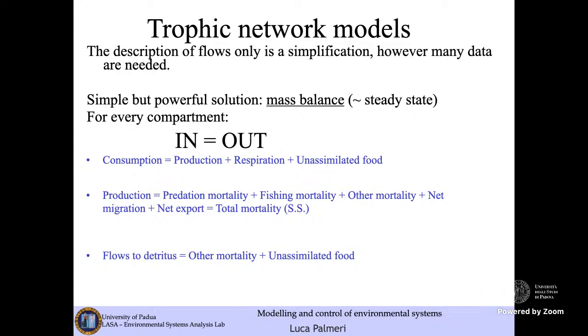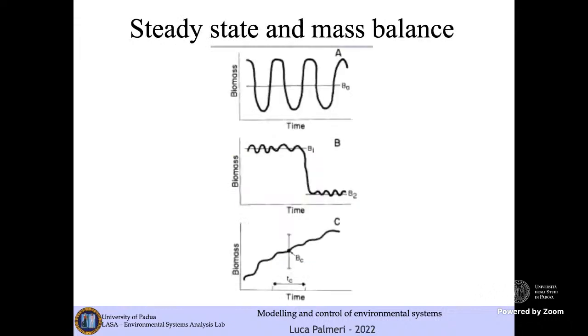And then we have to include also flow to detritus that accounts for other mortality, that's non-predatory mortality, plus losses due to the process of predation. Again, we look to steady state conditions, and we have seen that steady state may mean several states of the system. In particular, an oscillating system in time is again a steady state, because you can individuate, for example, a frequency and an amplitude of the oscillation.